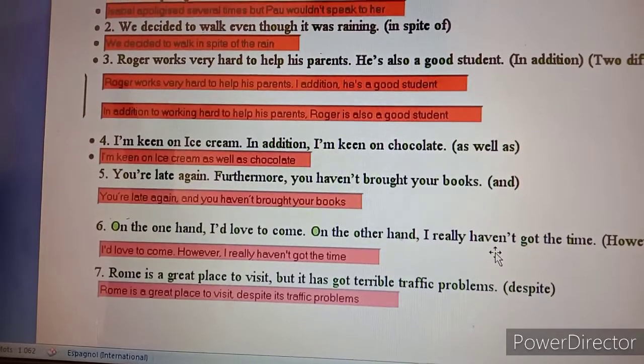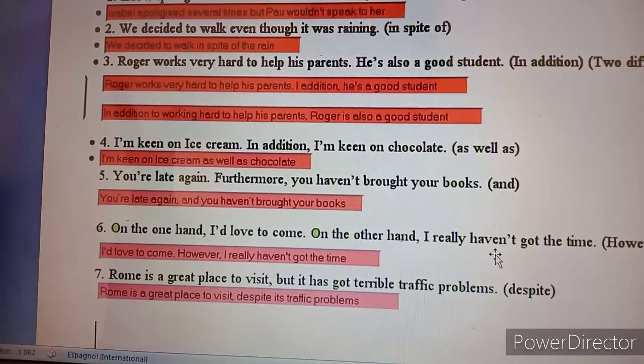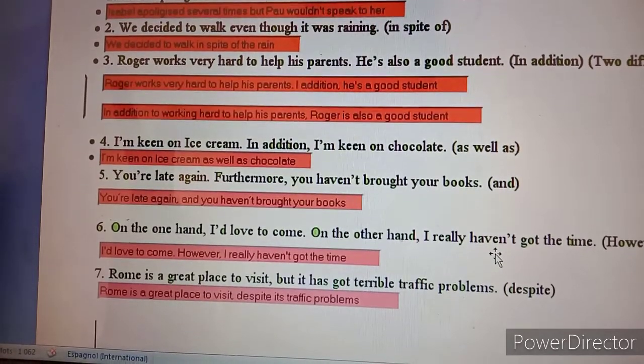Is it clear? So this is the correction of this exercise. So I hope that you understand this lesson.